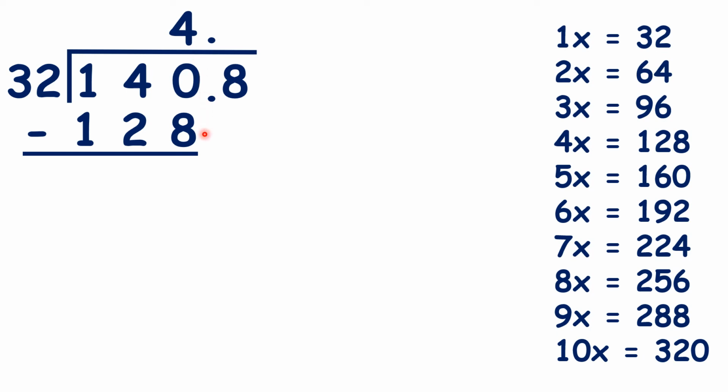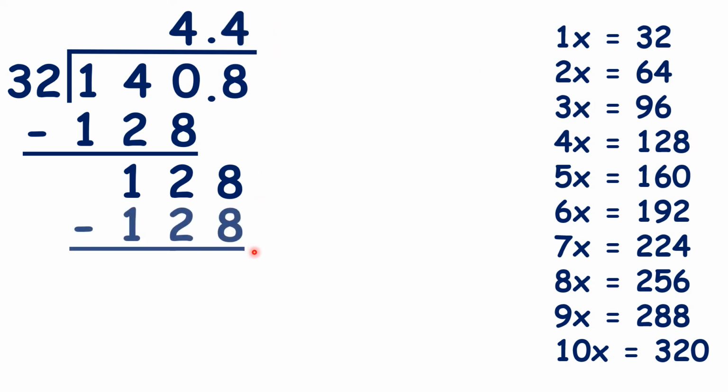140 minus 128 is 12, and we can bring down the 8, so we have 128 divided by 32. That's exactly 4, and we have nothing left to divide, so we have our answer.